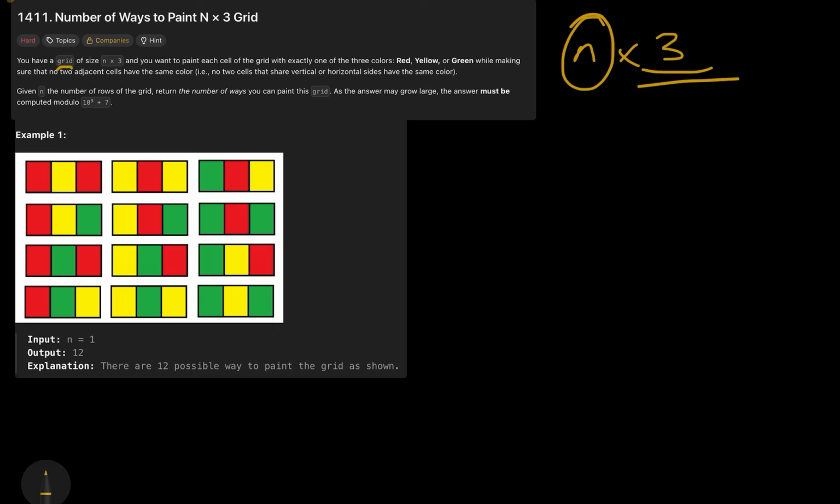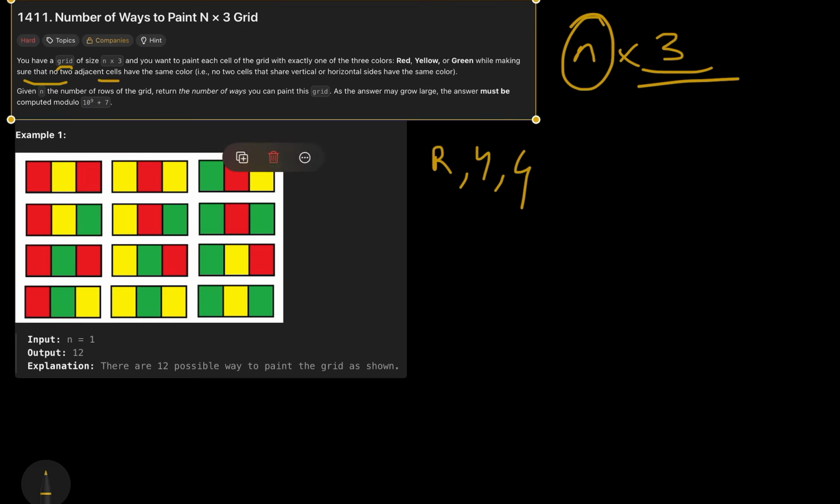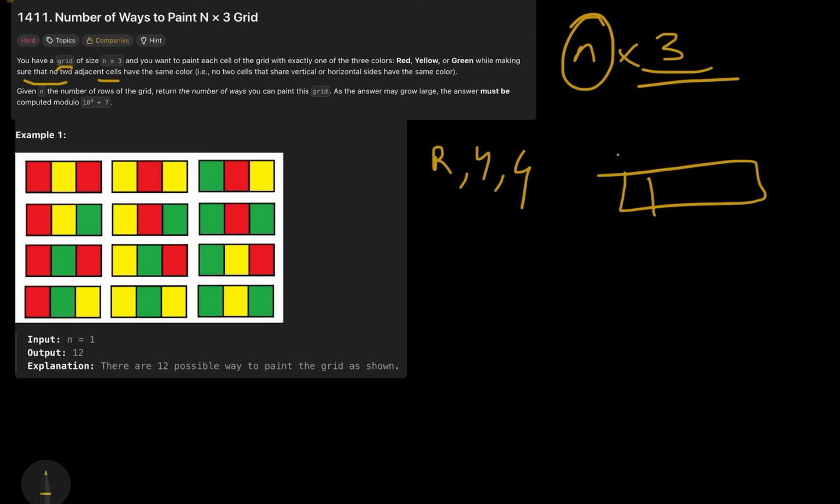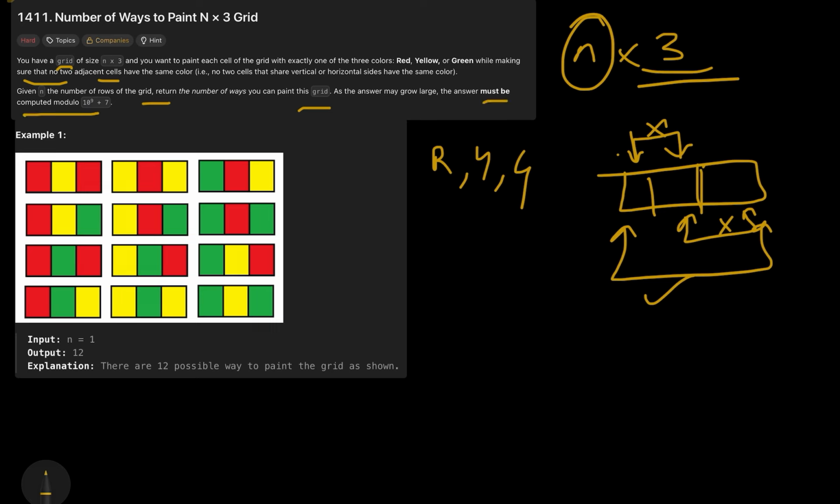Okay. So what it says is that you want to paint each cell of the grid with exactly one of the three colors, which are red, yellow, and green, while making sure that no two adjacent cells have the same color. Suppose it has three columns, then no adjacent cells would be the same. Alternate can be the same, but adjacent can't be the same. Okay. Then it says, given n, the number of rows in the grid, return the number of ways you can paint the grid. As the answer may grow large, it must be computed modulo 10 to the power of 9 plus 7.